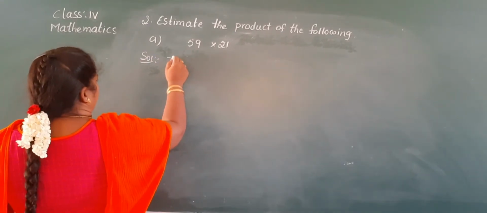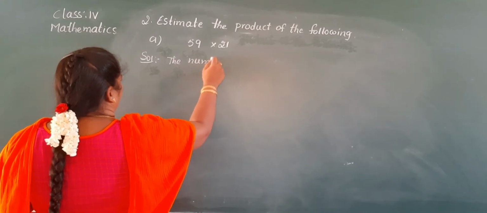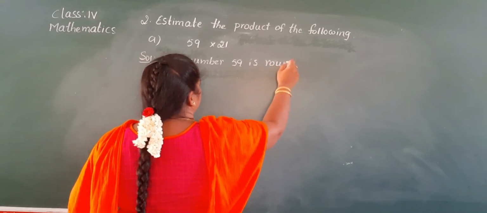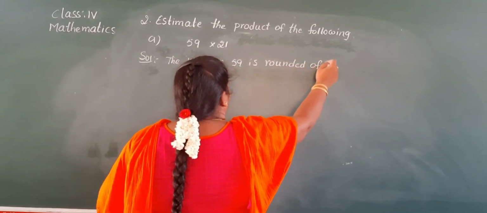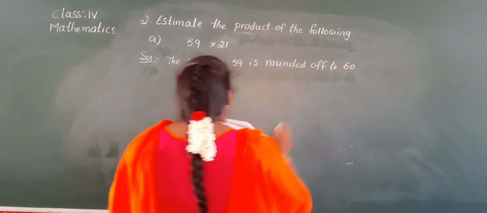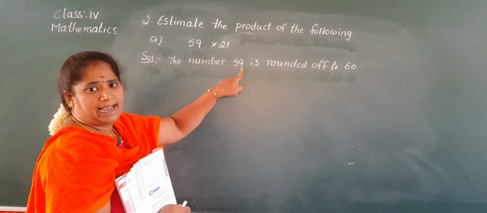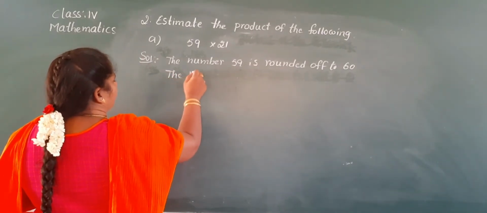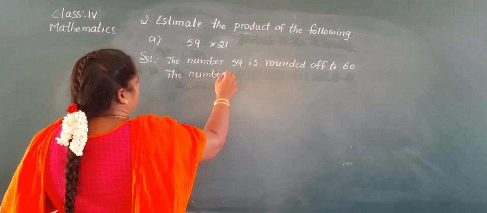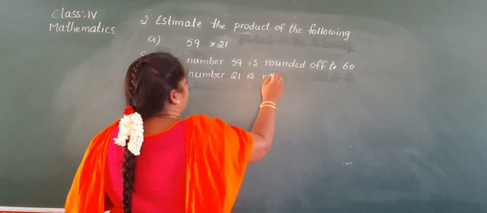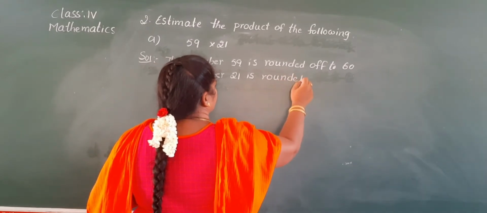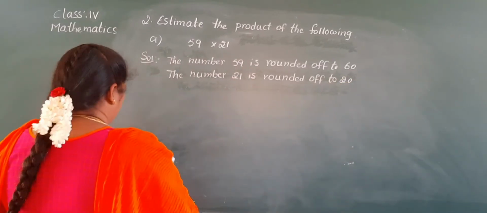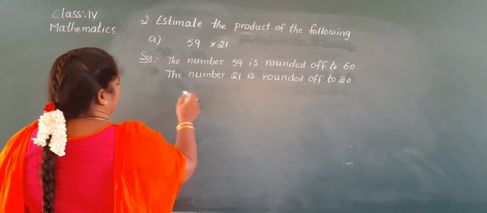So first the number 59 is rounded off to 60. Why? Because the digit in the ones place is greater than 5. So this number is rounded up, and the number 21 is rounded off to 20. Okay, ma? Now we do multiplication.